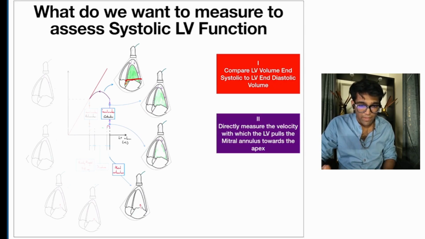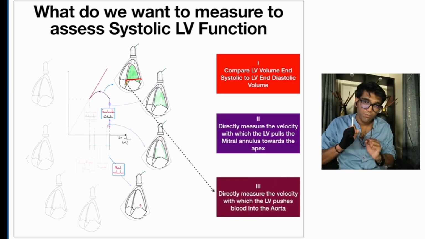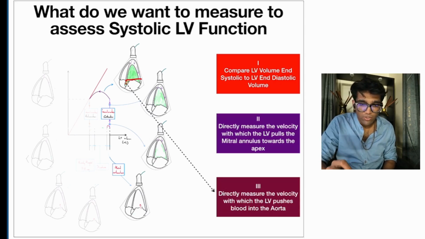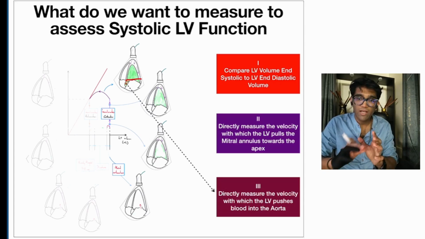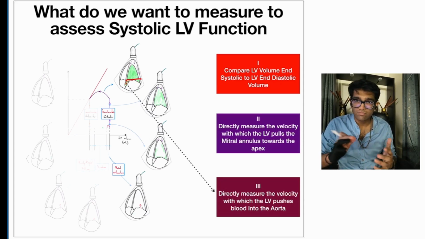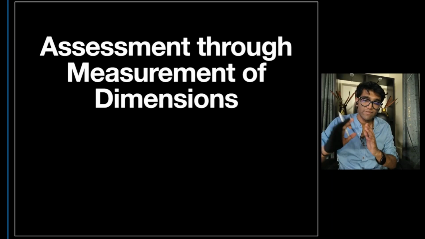Then what we'll do is directly measure the velocity with which the blood is being pushed out of the left ventricle into the LV outflow tract. So these are the 3 parameters essentially that we will use to model our left ventricular systolic function. Now let's start with the first thing, that is the assessment through measurement of dimensions.